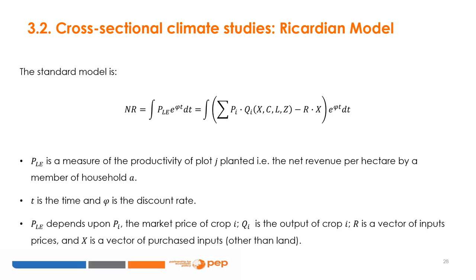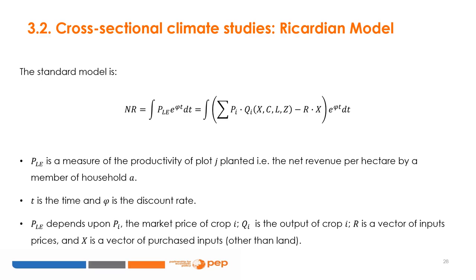The standard model assumes that the net income, or farmland value, of a parcel of land depends on the climate and a host of exogenous determinants. More precisely, the standard model is that the net return, NR, equals the exponential of PLE, the integral of e^(-φt) dt, with PLE calculated by summing π_i times q_i, which is a function of x, c, l, and z, from which one removes the revenue, r times x. It should be noted that PLE is a measure of the productivity of the plot J planted, for instance, the net revenue per hectare by a member of household A. t is the time, and φ is the discount rate.